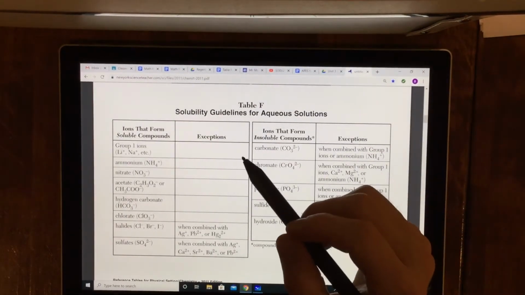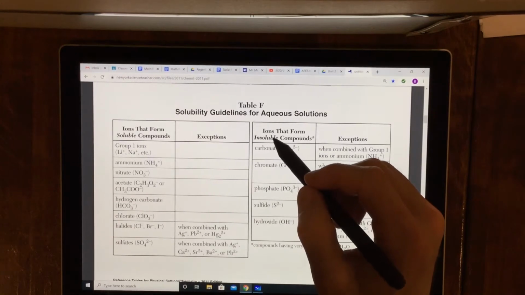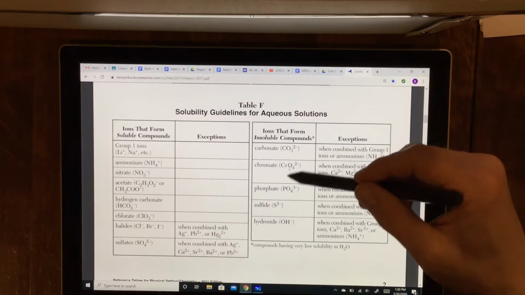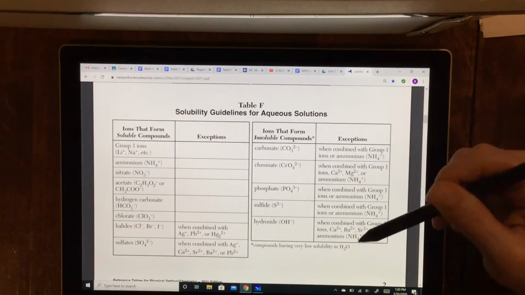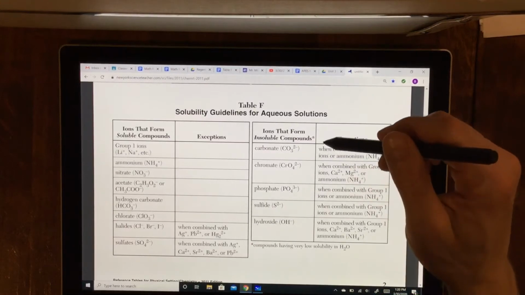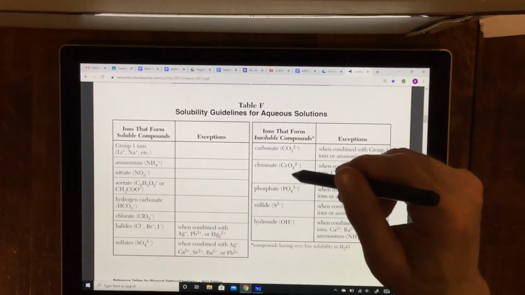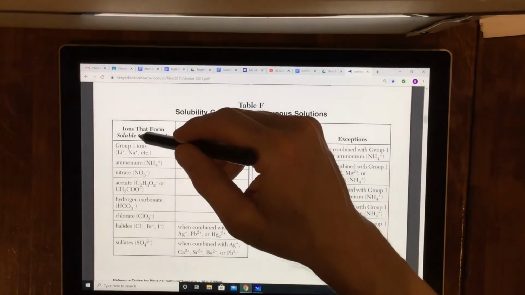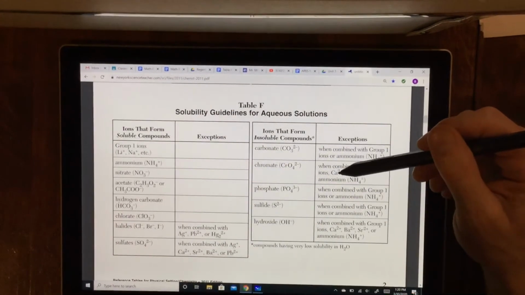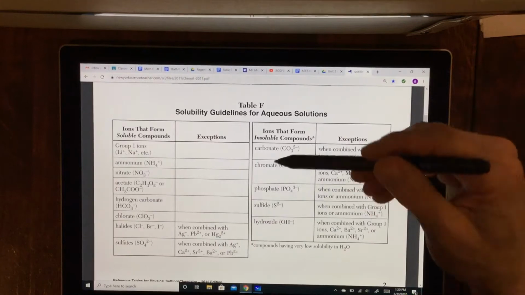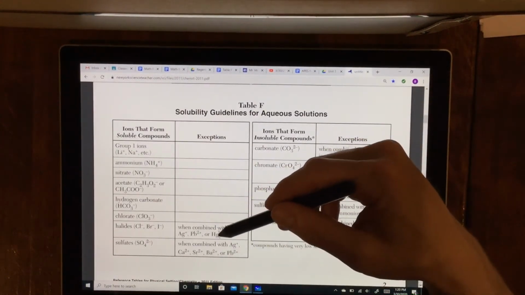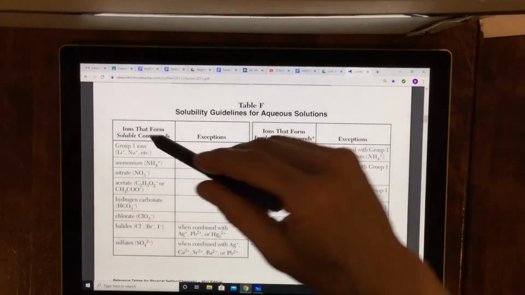And compounds can be made up of these ions or these ions, and then these exceptions as well. So what I'm going to do is give you a whole bunch of examples showing you how to read the chart, what compounds are soluble, which are insoluble, and then how the exceptions contradict the rule. Meaning, these exceptions down here are exceptions to that rule.